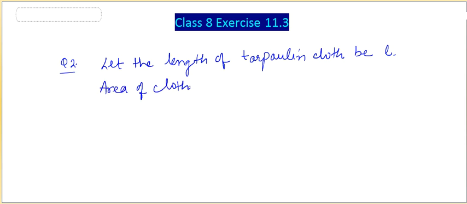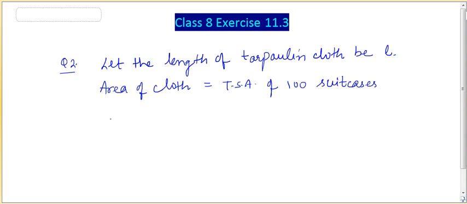Okay, so we can just say that the area of cloth is equal to the total surface area of 100 suitcases, as I explained. Now students, you know that the area is length into breadth, and the breadth is given, that is 96 centimeter. So we just write L into 96 centimeter is equal to the total surface area of 100 suitcases. So it is 100 into, now what is the total surface area of one suitcase?